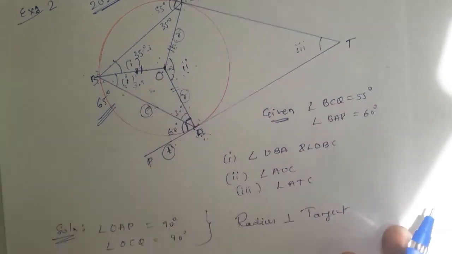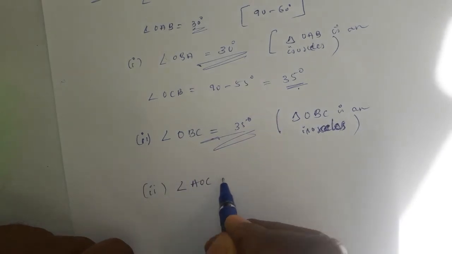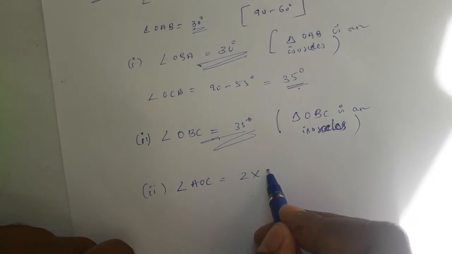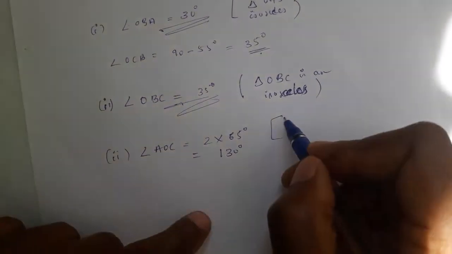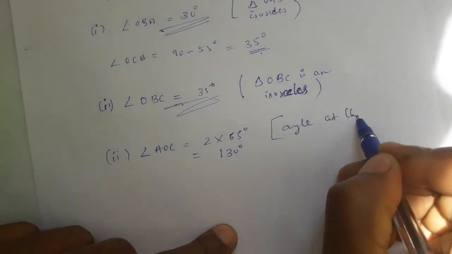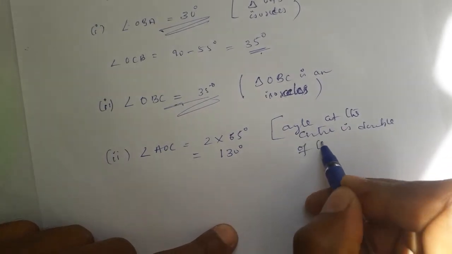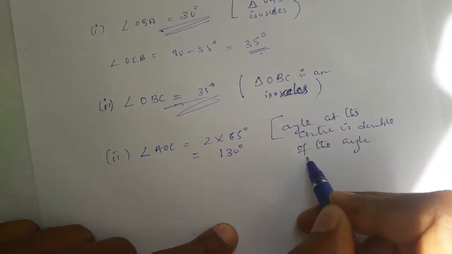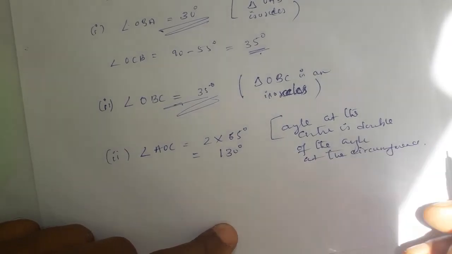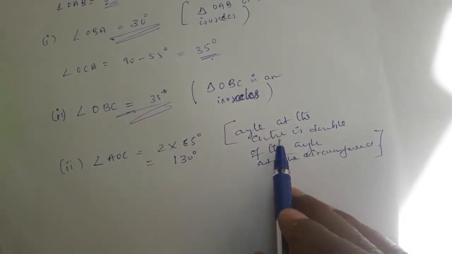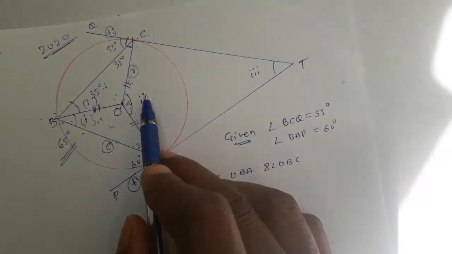Now therefore second sub question, angle AOC is equal to 2 times 65 degree, that is equal to 130 degree. The reason is angle at the center is double of the angle at the circumference. This is the reason. Second one also got. We go to the last one.